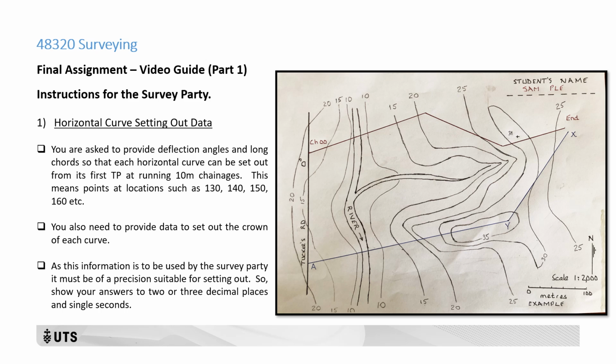We'll also want you to mark out data to set out the crown of each curve. So this is going to be used by the survey party, so it's got to be suitable precision for setting out. So answers to 2 or 3 decimal places and single seconds. Don't go to 4 decimal places and don't go to fractions of a second. You will be marked down for that because it's not appropriate and can't be done anyway.